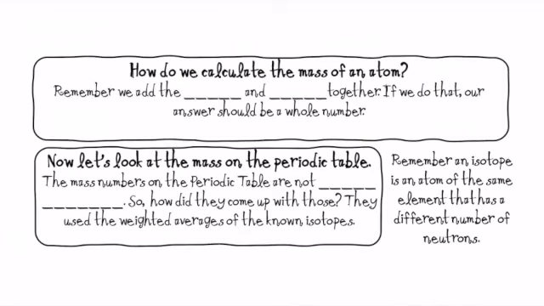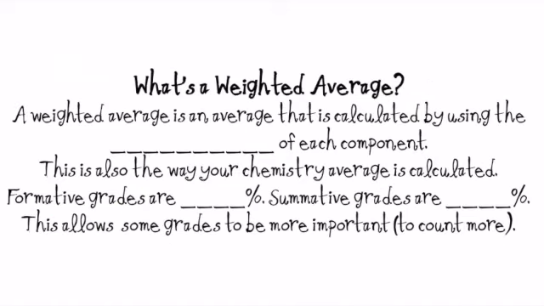Average atomic mass. How do we calculate the mass of the atom? Remember that we add protons and neutrons together. If we do that, our answer should be a whole number. Now, look at the mass on the periodic table. The mass numbers on the periodic table are not whole numbers. So, how did they come up with those values? They used weighted averages of the known isotopes. Remember, an isotope is an atom of the same element that has a different number of neutrons, or a different atomic mass.